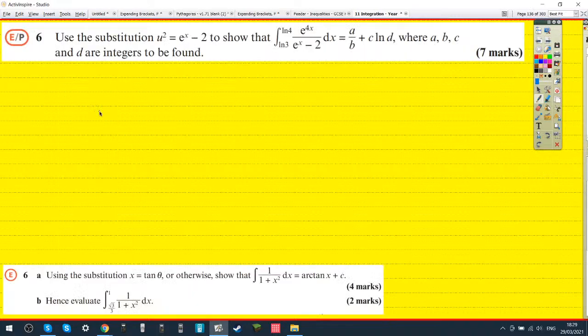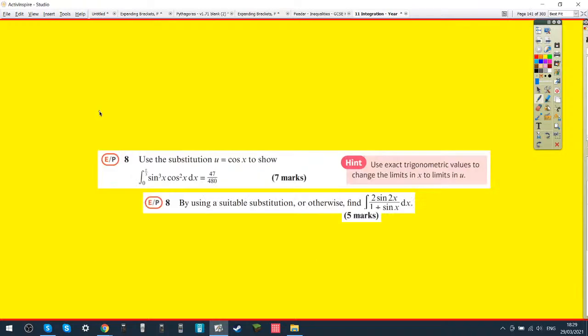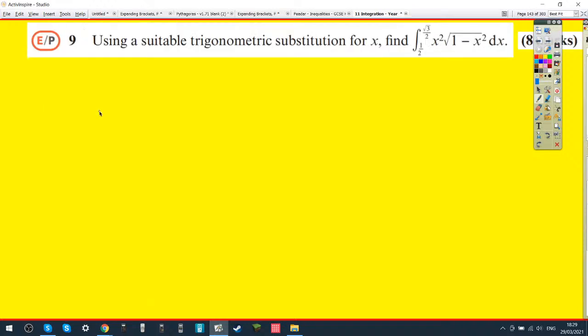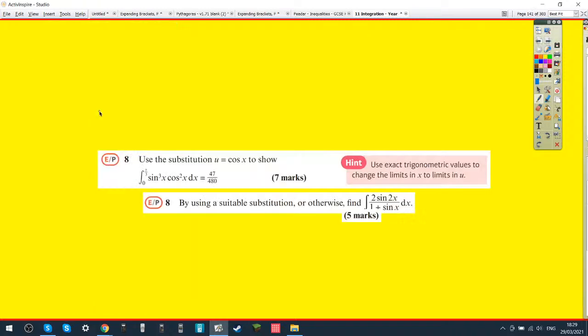I just want to see if they have another one of these arc sine. The cos one, suitable substitution. Okay, they don't have that one. They have another trig one. Right, let's try this trig one.